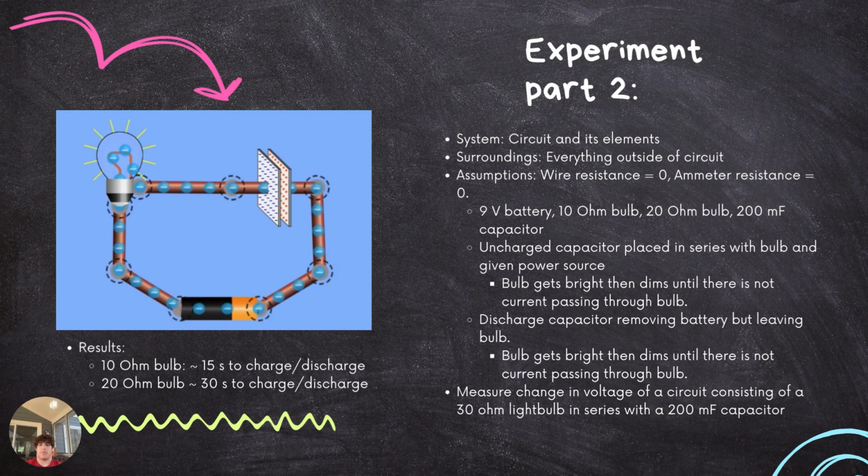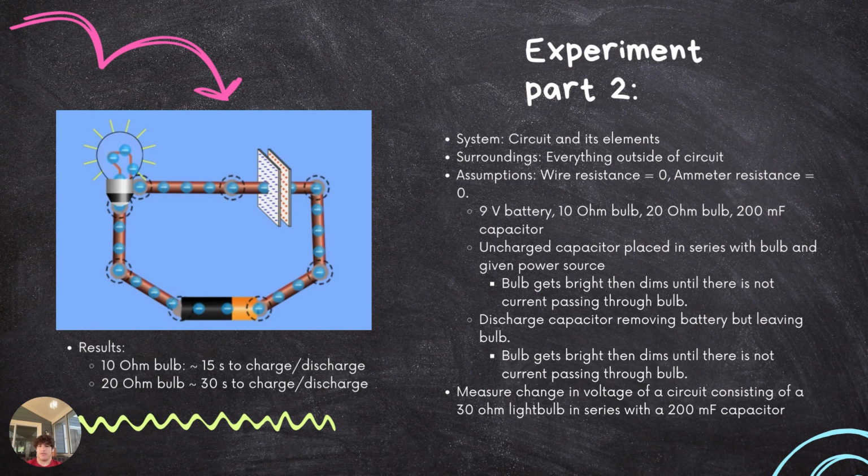I placed the uncharged capacitor in series with both of the bulbs individually and the power source and observed the bulb getting bright, then dimming as the capacitor charges. I then removed the battery and reconnected the bulb and capacitor in a loop to discharge the capacitor. The bulb again got bright and then dimmed.